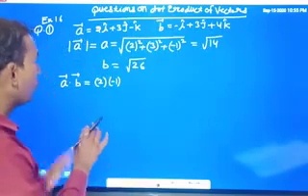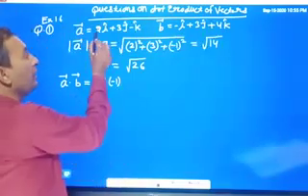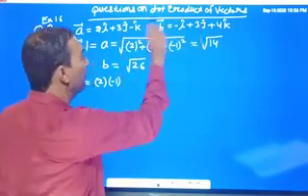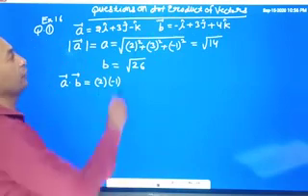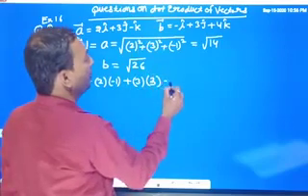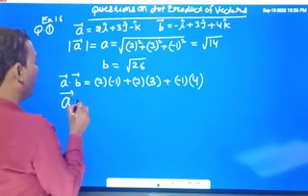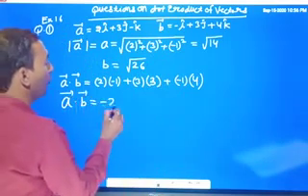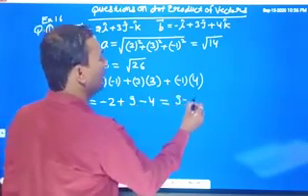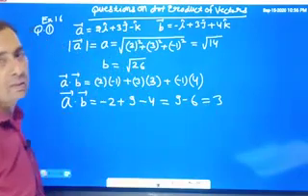So when we take the dot product of two vectors, we multiply the coefficient of i cap with the coefficient of i cap, the coefficient of j cap with the coefficient of j cap, and the coefficient of k cap with the coefficient of k cap. So here 3 is multiplied with 3 and minus 1 is multiplied with 4. So a dot b equals minus 2 plus 9 minus 4, which is 9 minus 6, equal to 3. The value of a dot b is 3.